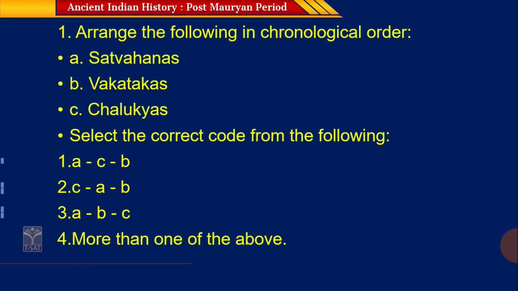Arrange the following in chronological order. Obviously, the chronological order of formation: Shatavahanas, Vakatakas, Chalukyas. Select the correct code from the following. This was a pattern of prelims questions which used to come. A, C, B; C, A, B; A, B, C; more than one of the above. Previously we used to have an option called none of the above. Nowadays, more than one of the above has also come. So, it depends on how you see the question.